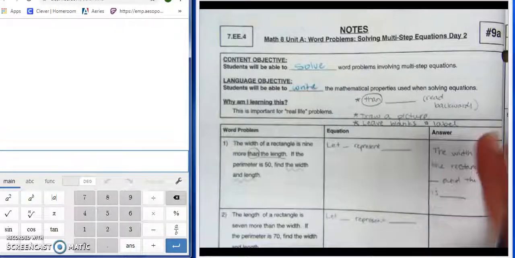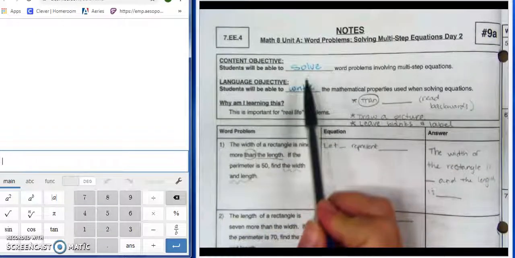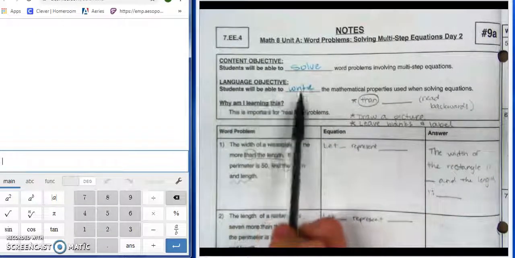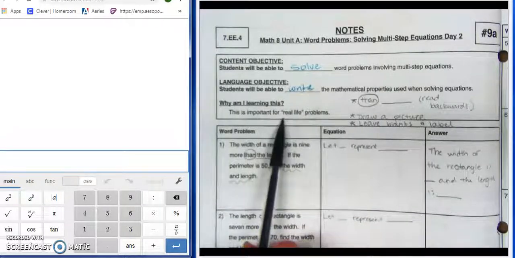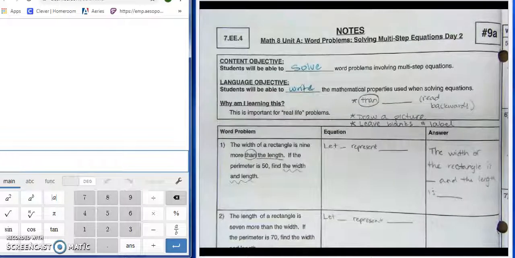Hello, so here's the notes on day 2 with word problems with multi-step equations, lesson 9A. Today students will be able to solve word problems involving multi-step equations. Students will be able to write the mathematical properties used when solving equations, and this is important for real life problems. So I wrote in a couple of things here, some things to star and note.